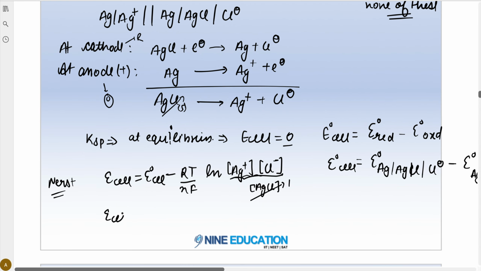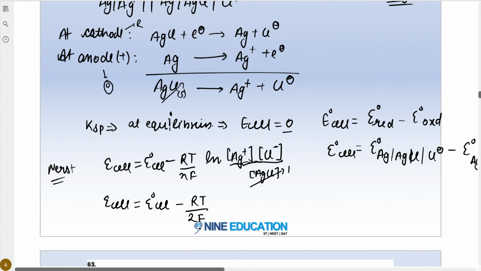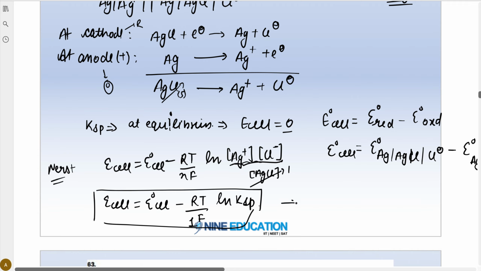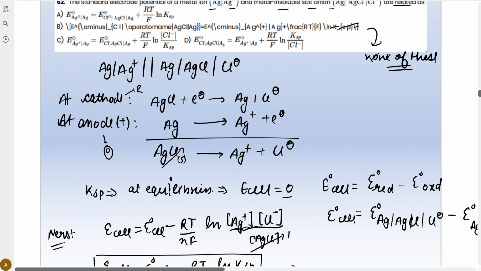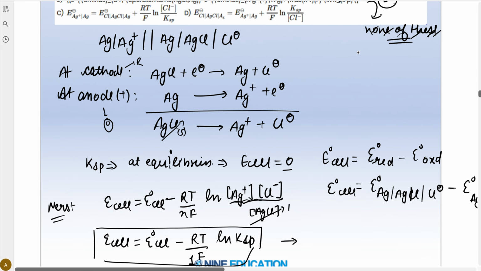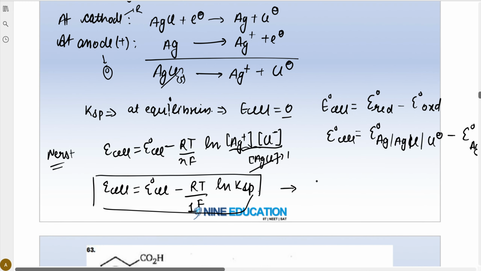So from here E cell will come out to be E naught cell minus RT by nF, log of Ksp. The number of moles of electrons is only 1, so 1 electron is changed in this reaction, so here 1F will come. Now this option, try to see where it is given. Some misprinting is done in this option. So what you do, this B option should be correct. This will be given to you by your teachers.